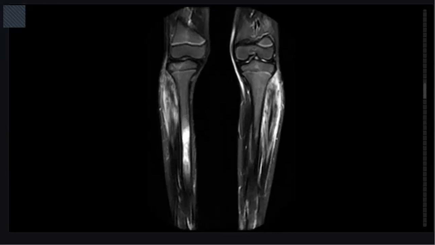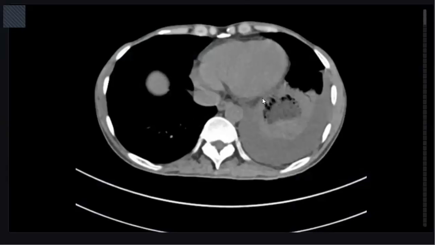I will alert the referring physician urgently about this finding and refer the patient to the orthopedic team for management, antibiotic therapy and follow-up, or just non-steroidal anti-inflammatory drugs.